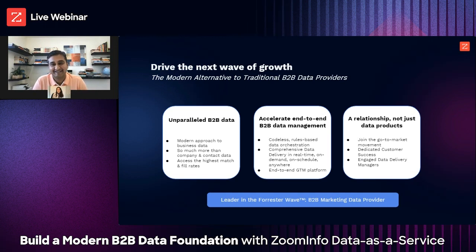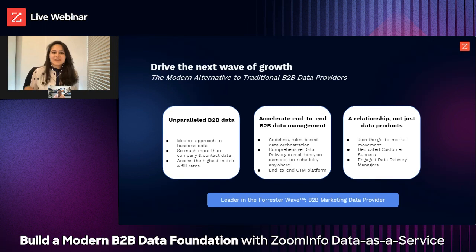Yeah, 100%. And the last thing I definitely want to point out, and I correct myself, it's not just data products, but it is a relationship. ZoomInfo as a whole, we have dedicated customer success at scale, all over the world. We are committed to enablement, communication, and so on. But also, taking DaaS specifically, in a lot of our engagements, you actually work with dedicated data delivery managers, somebody who can work with you on your data strategy and what you're trying to do. And I think that's something that we're proud of. So it's not just, oh, here's your data, bye-bye. We actually will work with you on that.